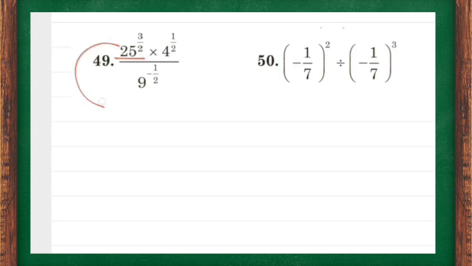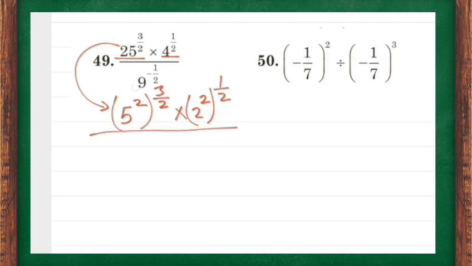25 can be written as 5 squared, right? And the power is 3 upon 2. So we will multiply this. Now 4 can be written as 2 raised to the power 2. And 9 can be written as 3 raised to the power 2.